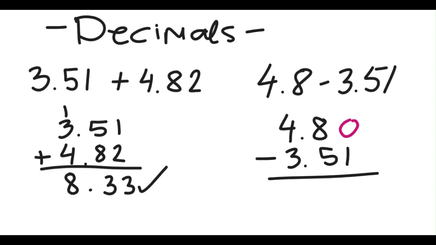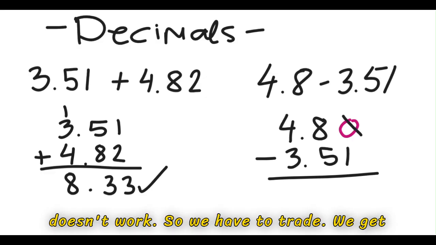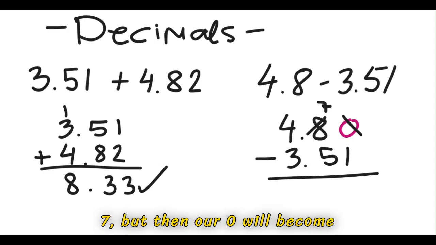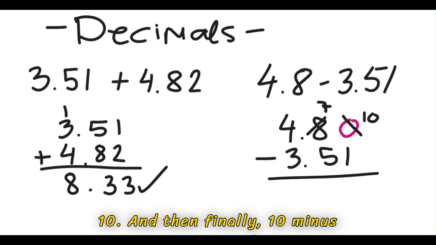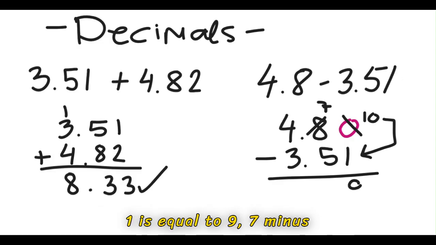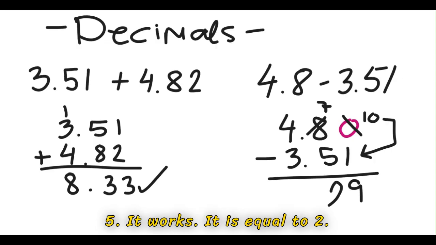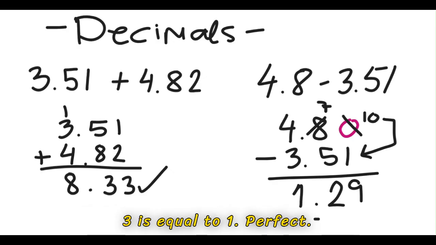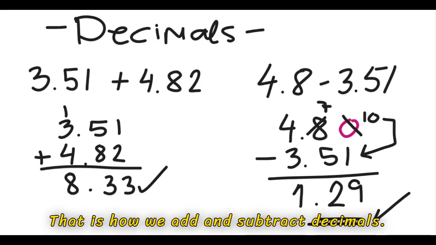0 minus 1 doesn't work. So we have to trade. We get 1 from 8. 8 will become 7. But then our 0 will become 10. And then finally, 10 minus 1 is equal to 9. 7 minus 5. It works. It is equal to 2. Point, we have to copy that. And 4 minus 3 is equal to 1. Perfect. That is how we add and subtract decimals.